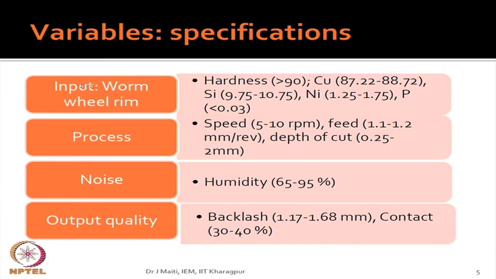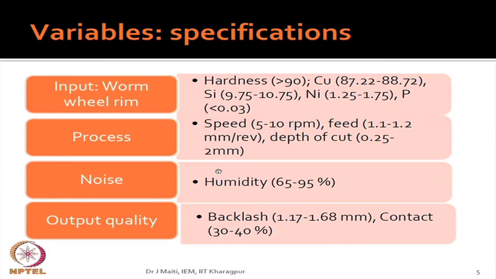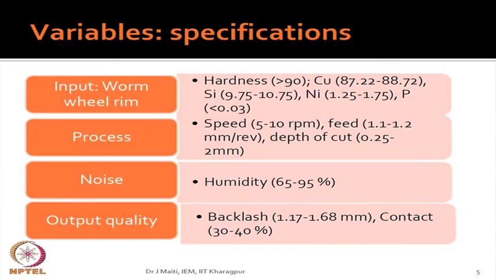So, you have input quality, you have process variables, you have noise variables, and you require to have certain output quality. So, can there be a relationship between output quality to input quality, process variables or process conditions and noise present while producing the worm gear? Okay. So, this is our sole purpose for modeling the total system, and there are many techniques available to model, but here we will use multiple linear regression. Okay.